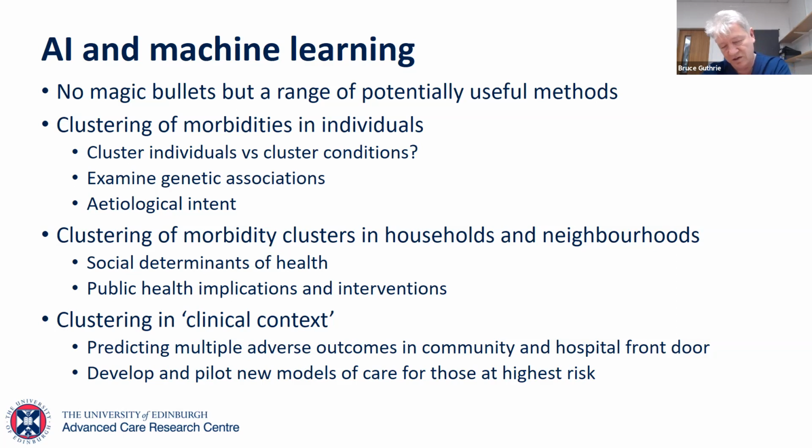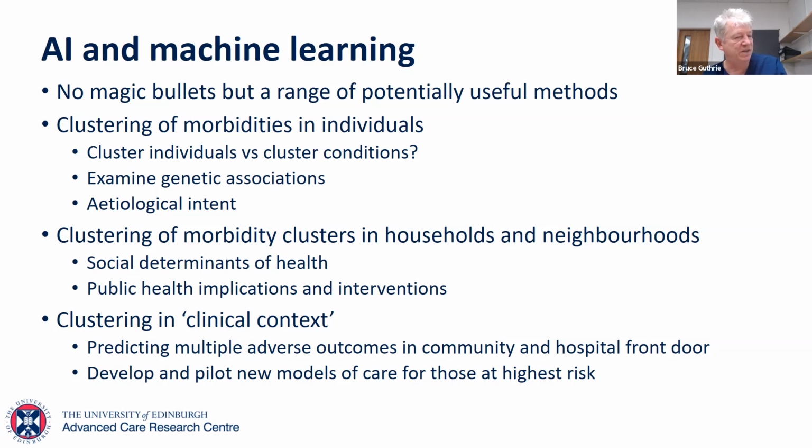So in our NIHR grants in this field, we're looking at clustering of morbidities in individuals, and that's quite complicated. Most clustering approaches cluster individuals. So depending on what you have, you're put in a cluster. But actually, biologically, it's much more likely that you should cluster conditions. There are groups of conditions that go together, and I, as an individual, can experience none, 1, 2, 3, or 4 of those clusters. And so we've got work in clustering, largely unsupervised clustering.